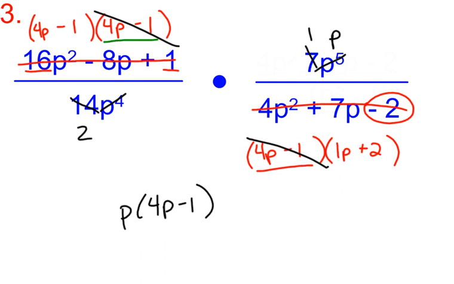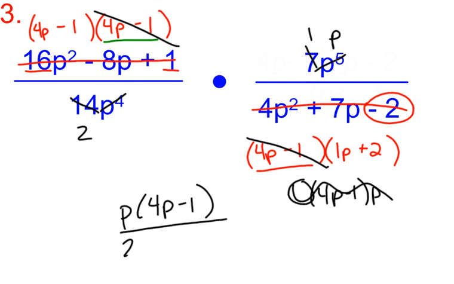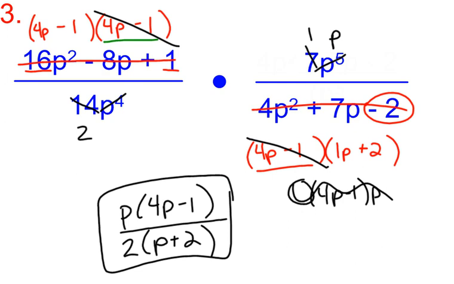And some people would maybe try to write it like this. We prefer it over here. It's technically not wrong on that side, so it would be okay to write it like that. And then in my denominator, I'd have a 2 times p plus 2. Nothing else in this area reduces, so that's my final answer.